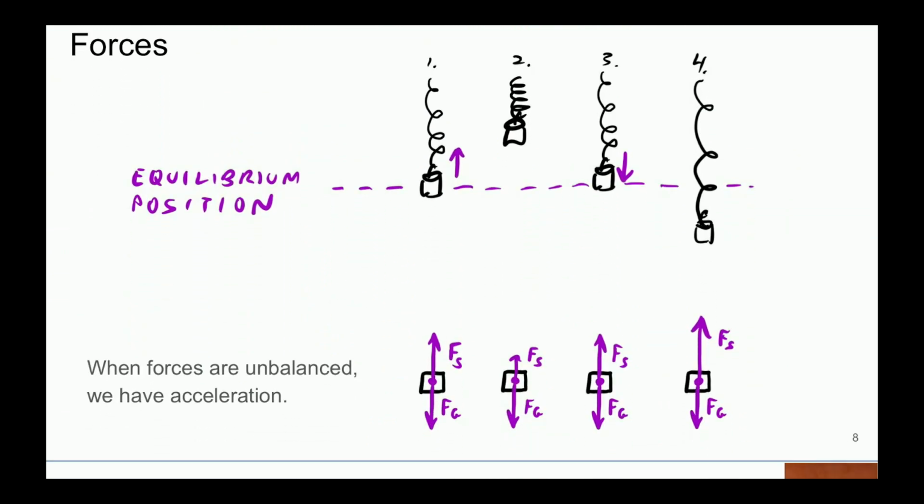Here's all 4 cases shown in their force diagrams, and you will see what I mean. F sub g is a constant, of course, because we're here on the surface of the Earth. We can't change that. But the spring force varies along the way, along the path. I encourage you to study this and look at position as a function of time, and velocity as a function of time, and even, this is tricky, acceleration as a function of time.